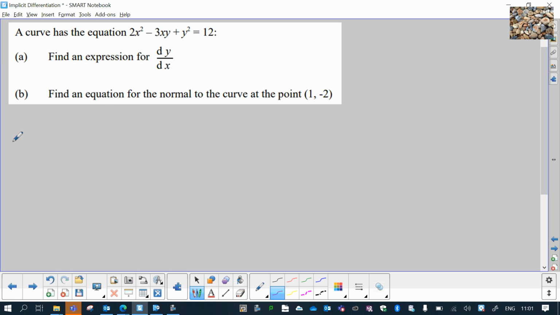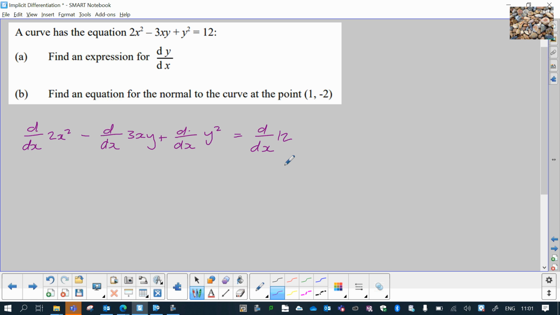So we've got this curve, 2x squared minus 3xy plus y squared equals 12. So we're to find an expression for dy by dx, and find an equation for the normal. So we're going to differentiate each of these terms: d by dx of 2x squared minus d by dx of 3xy plus d by dx of y squared equals d by dx of 12.